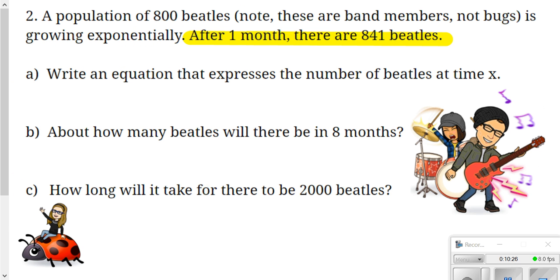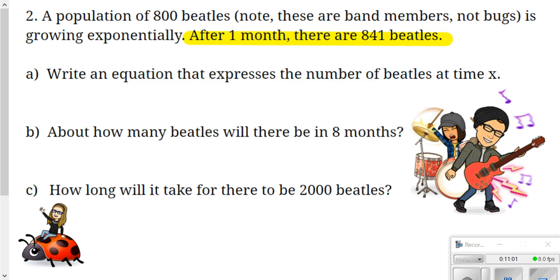All right, let's take a look at this. A population of 800 beetles. You can decide if you want to think of the beetles as band members or as bugs, okay? Mr. Covey thinks they're band members. So a population of 800 beetles is growing exponentially. So after a month, this is an edit here to the question in case you printed early. After 1 month, there are 841 beetles. Okay, so that's what we're looking at. Write an equation that expresses the number of beetles at time x.